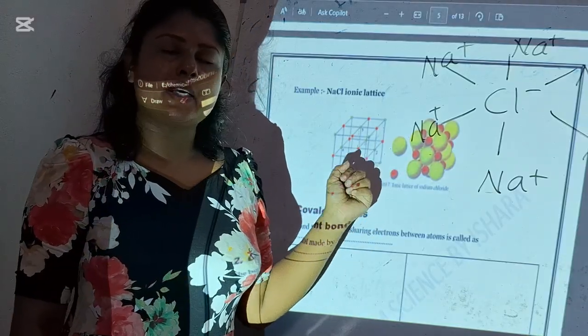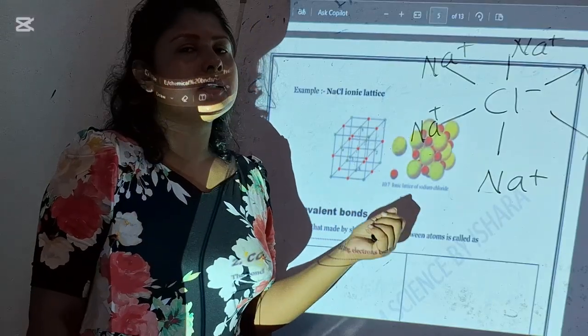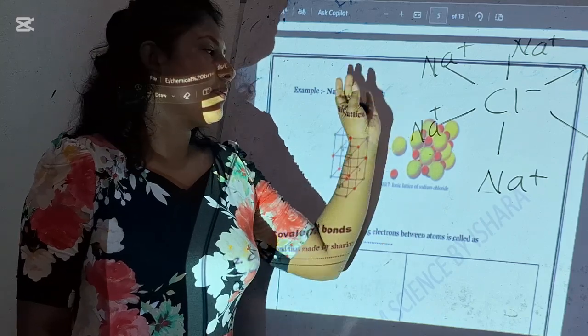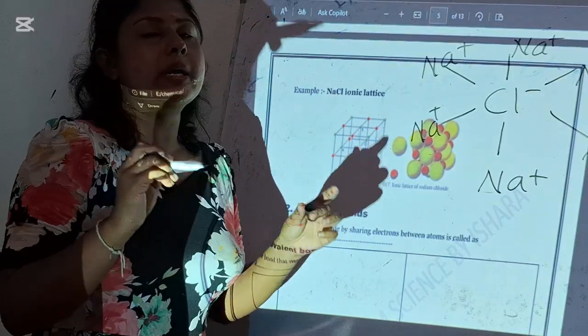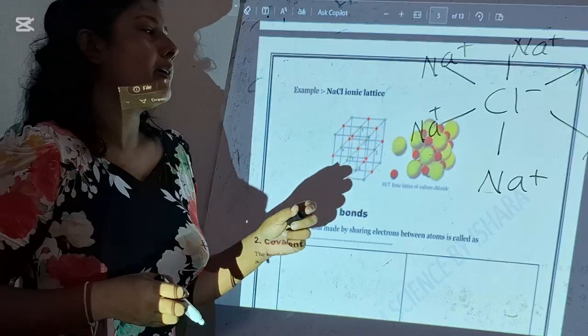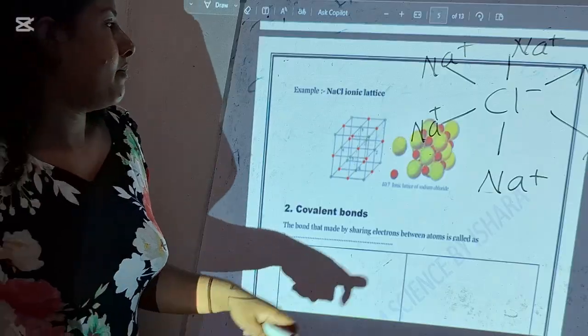chloride ion එකක් වටේ sodium plus ions 6යි. sodium plus ion එකක් වටේ chloride minus ions 6යි. ඒ විදිහට තමයි structure එක තියෙන්නේ. That is the structure of the sodium chloride ionic lattice. That is very important. That will be asked in the examination. මේකත් අඳගන්න.